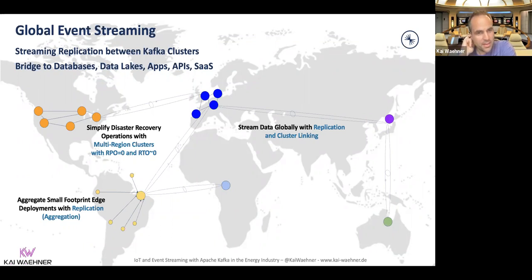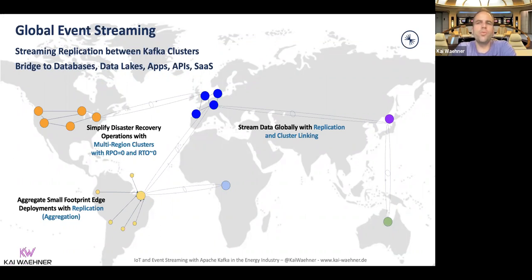Another use case, at the top left in orange, is where it's really about the most mission-critical workloads. This means you want to achieve zero downtime and zero data loss, even if disaster happens, even if a complete data center or cloud region goes down. That's what we provide with what we call multi-region clusters. There you can stretch one single cluster across regions. With that, you have guaranteed business continuity, even if a complete data center or cloud region goes down, and you will not lose any data and your business continues to run.